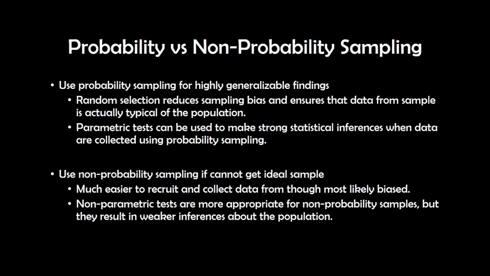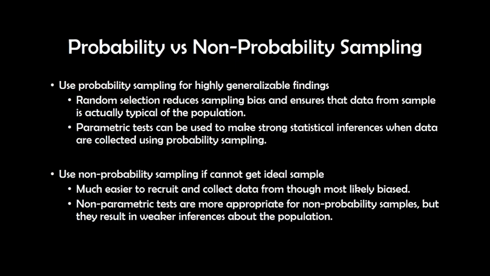Let's take a look at the differences between probability and non-probability sampling. Basically, we use probability sampling for highly generalizable findings. Random selection reduces sampling bias, and it can ensure that data from the sample is actually typical of the population. Parametric tests can be used to make strong statistical inferences when data are collected using probability sampling.